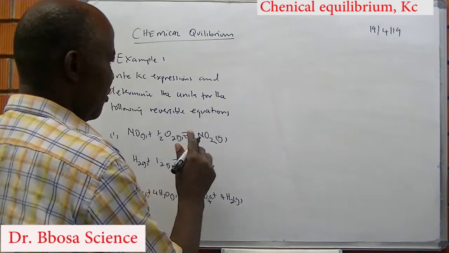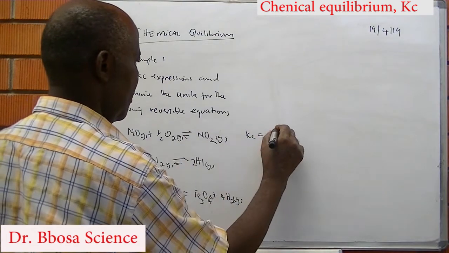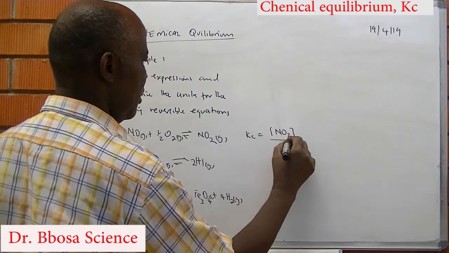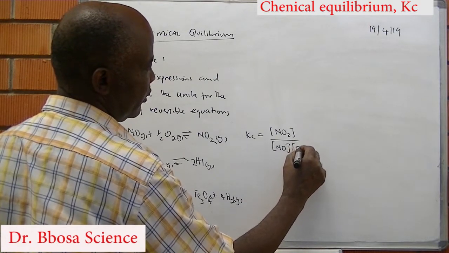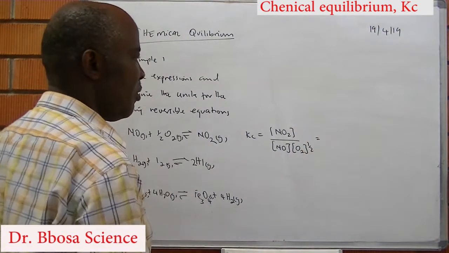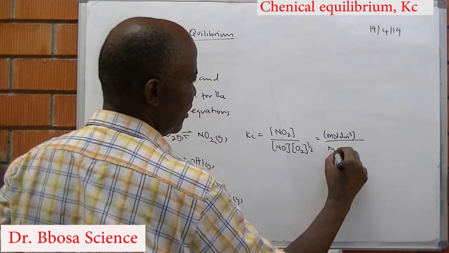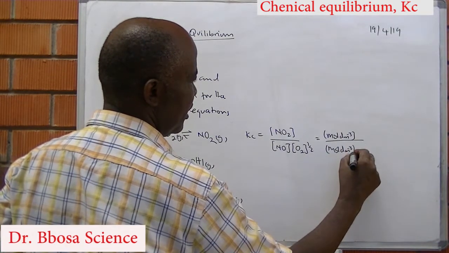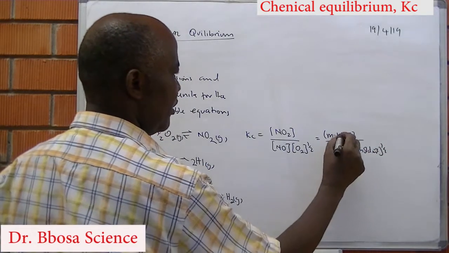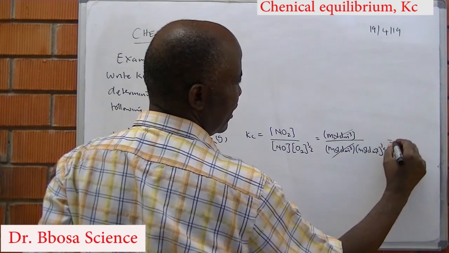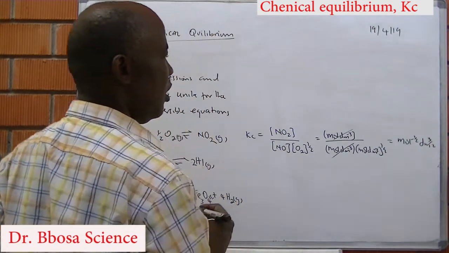Example 1. Write the Kc expression and determine the units for the following reversible equations. The first one: Kc will be equal to the concentration of NO2 over the concentration of NO into the concentration of O2 to power a half. Units will be equal to moles per decimeter cubed over moles per decimeter cubed over moles per decimeter cubed to power a half. This one will go, then you get mole to power negative a half decimeter to power 3 over 2.